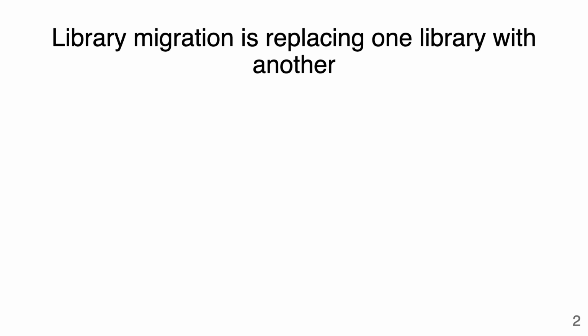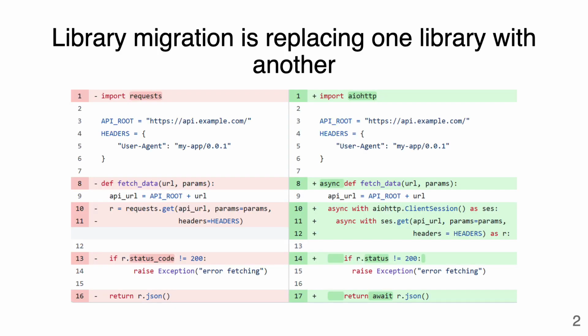So, what is library migration? This is a process that a developer would go through when they want to swap one library that they use in their code with another library that does similar functionality. We call the library that they're using in their code the source library, and they want to replace it with a target library. Let's take an example. If you look at this diff view, you can see this is a library migration from the requests library to the AIOHTTP library. Both libraries provide functionality for HTTP requests, with AIOHTTP providing asynchronous calls.